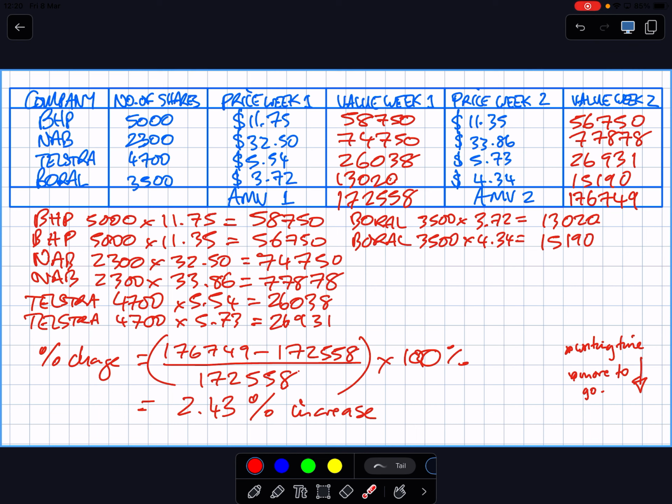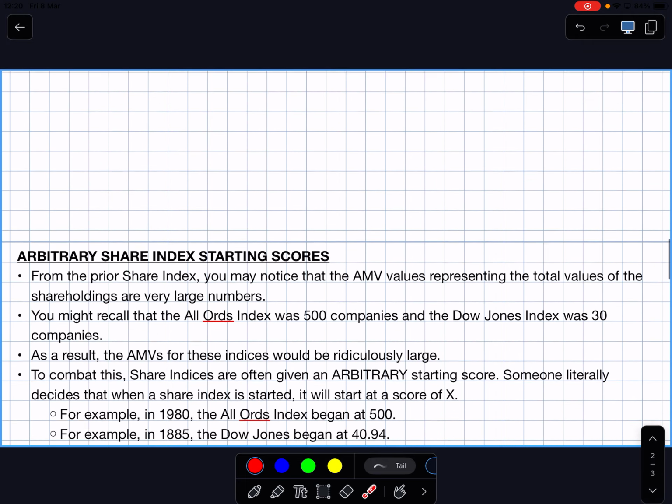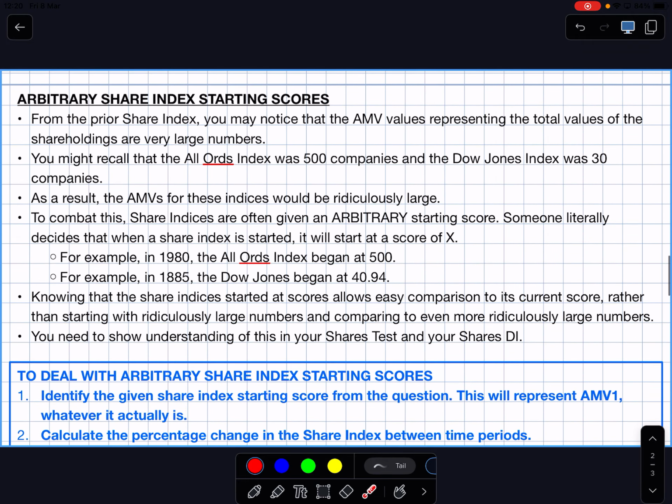Let's talk about the Dow Jones Index. We're talking the top 30 companies in the US. Apple is one of those, and they're literally the richest company in the world. So if I made an index for the Dow Jones, would that number be even worse than the Australian one? Okay, so the last little bit that I need to add to this is the idea of these share indexes. Someone just decides on their starting score.